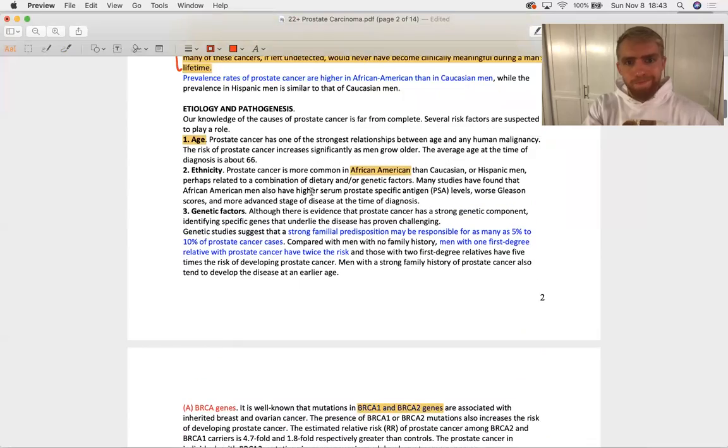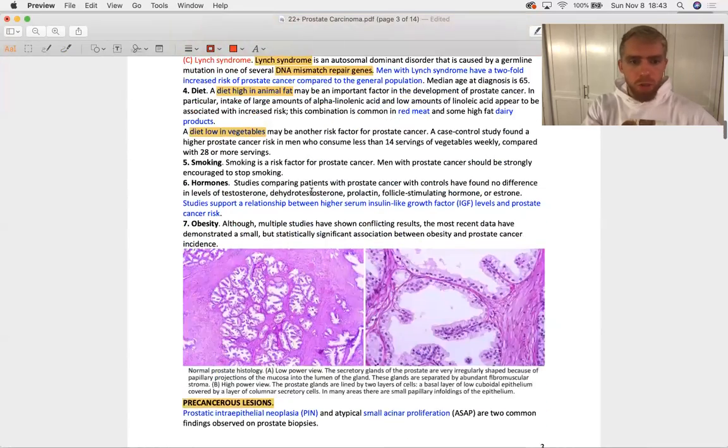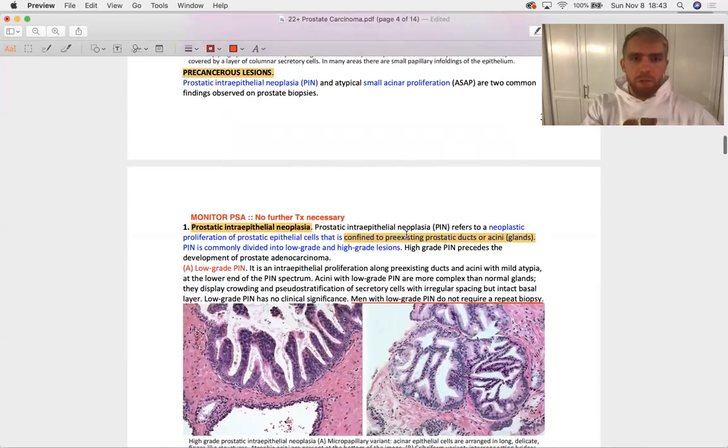There they are. You know what to do with those. Precancerous lesions, the PIN versus the ASAP. Prostatic intraepithelial neoplasia.